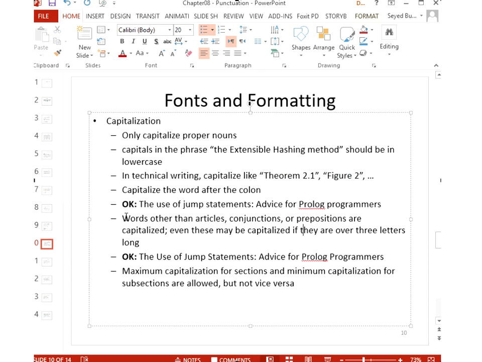And in titles, capitalize things other than articles, conjunctions, and prepositions. Even these, you can capitalize them if they are more than 3 letters long.